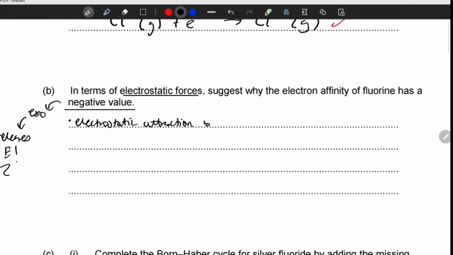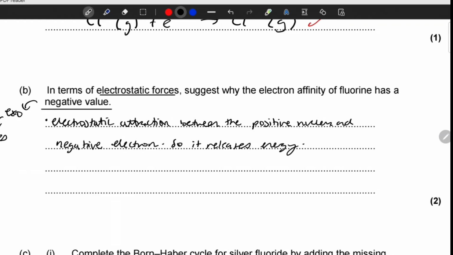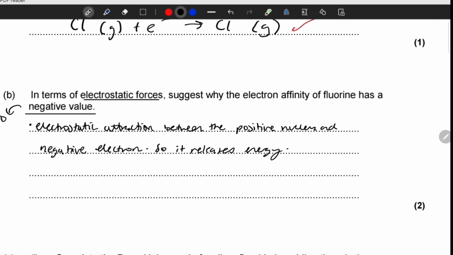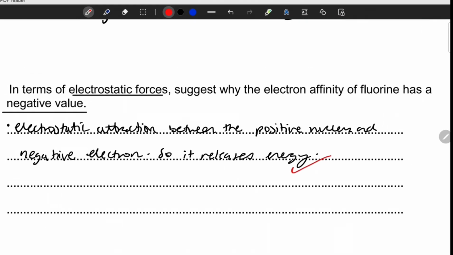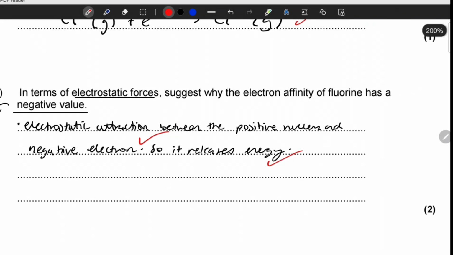between the positive nucleus and the negative electron. So it releases energy. And that's how you get your 2 marks. By saying that it releases energy, and by saying there's attraction between the positive nucleus and the electron. That's like a whole sentence, 1 mark.